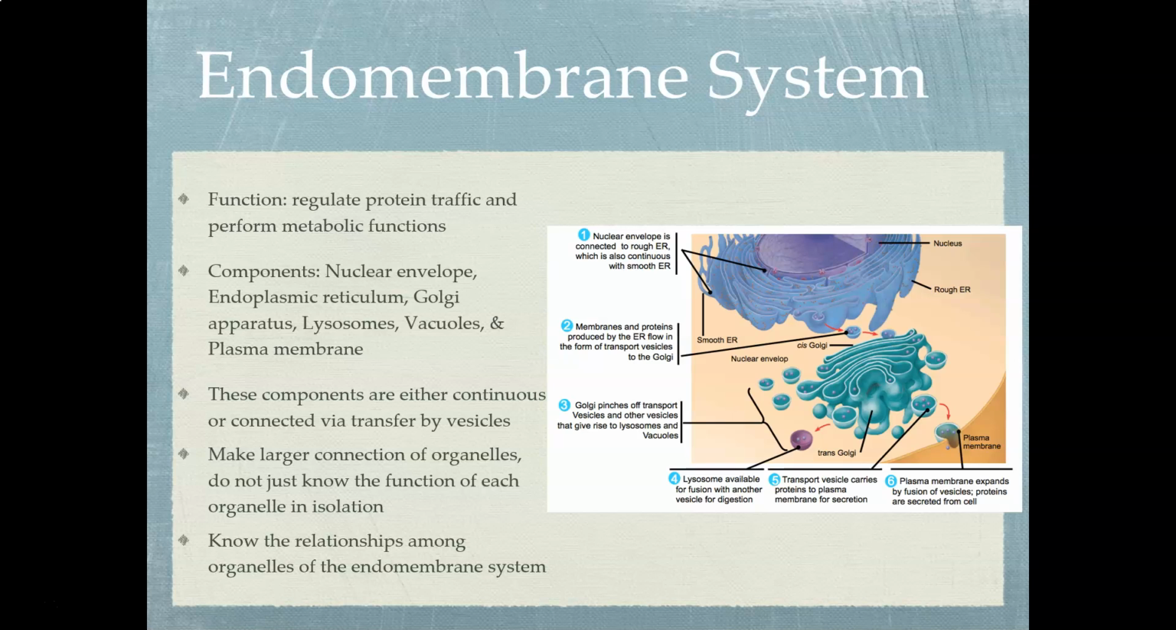And these guys are either directly connected to each other, something like the nuclear envelope being directly connected to your ER, or they're connected via the transfer of vesicles, like from the ER to your Golgi or from your Golgi to the plasma membrane. And so, again, these organelles aren't functioning in isolation. So let's take a look at what each of them does individually as we talk through the connections from one to the next.